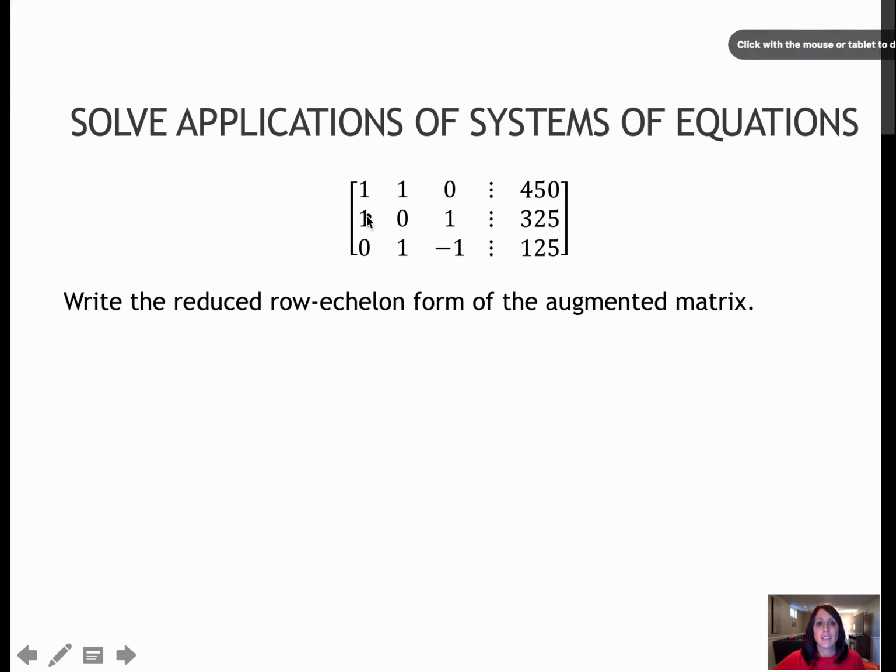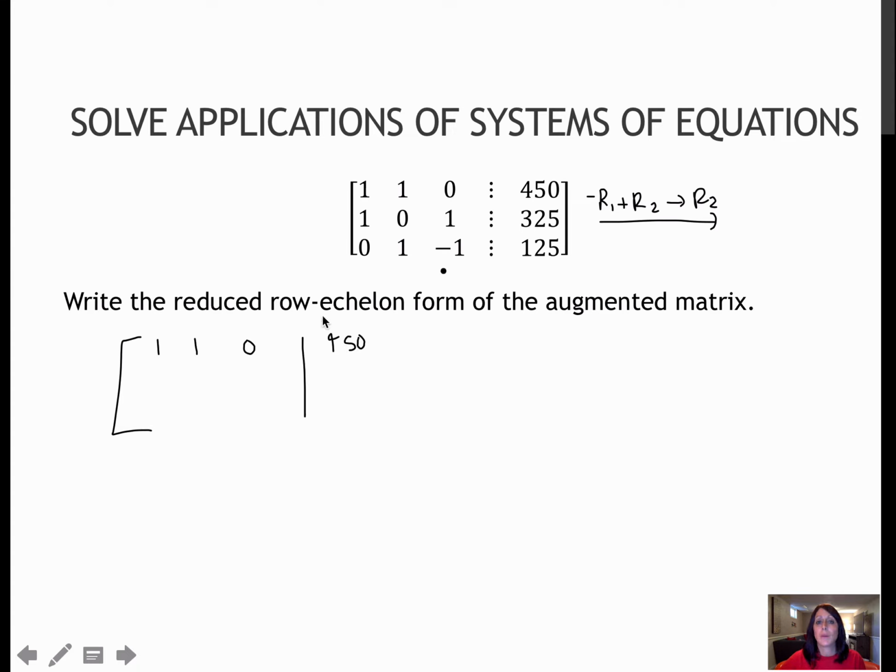So I'm trying to get this value to be a 0, and then I'll move on to my next column, which means I'm going to take negative row 1 plus row 2 to be my new row 2, which means my row 1 remains the same, and my row 3 remains the same. My new row 2 will be the opposite of row 1 plus row 2, so negative 1 plus 1, negative 1 plus 0, negative 0 plus 1, and negative 450 plus 325.